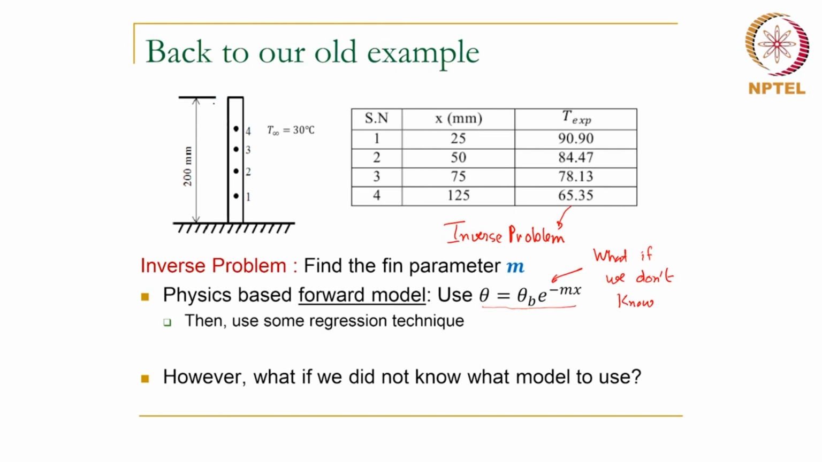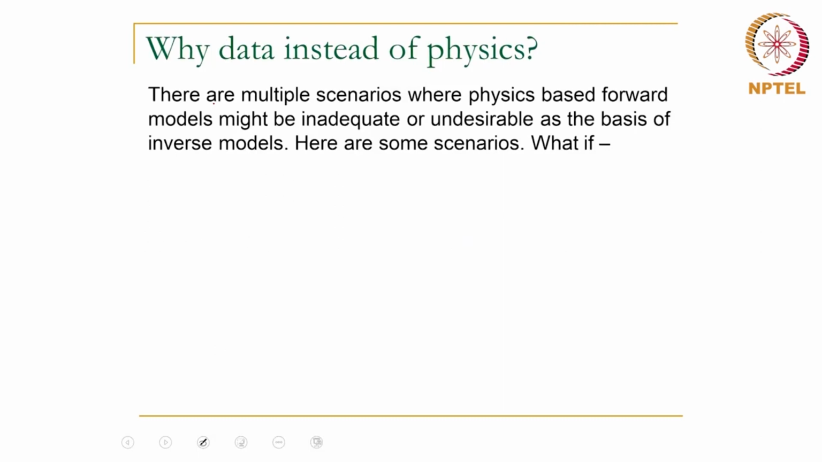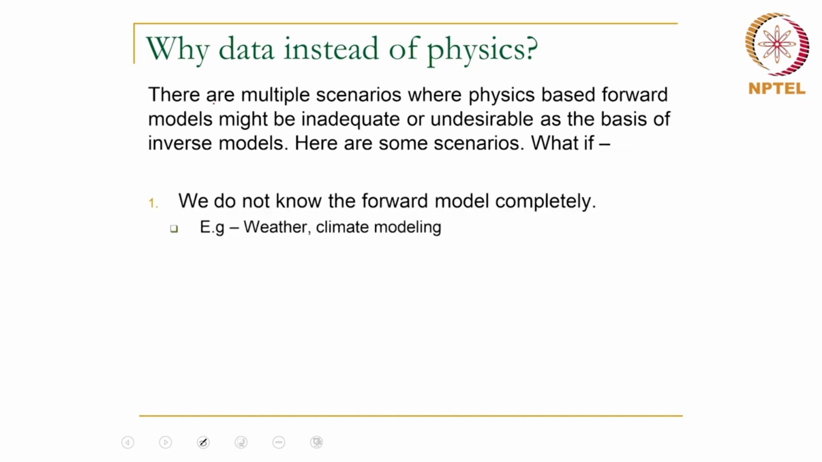We can also have more complex cases where we might need data instead of physics. Here are some of these scenarios. You don't know the forward model completely. For example, weather prediction: we actually don't know the full model for the weather. We don't even know what all things contribute to the weather. Some of you who are doing the atmospheric sciences course will know this. We know a certain amount of things that contribute to the weather, but we do not know all the parameters.